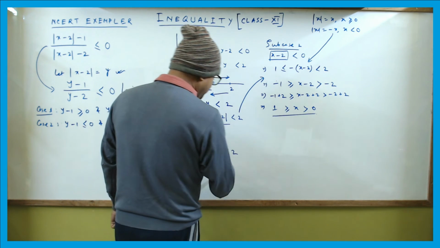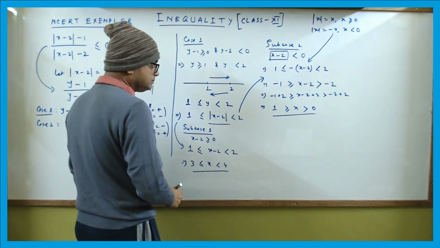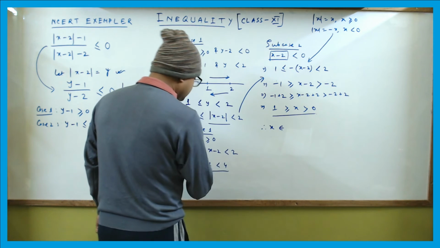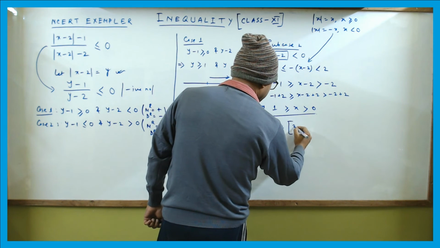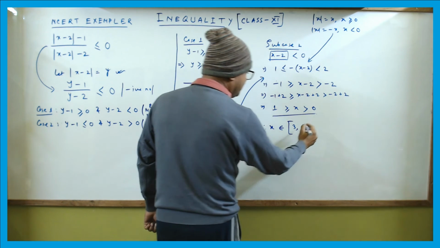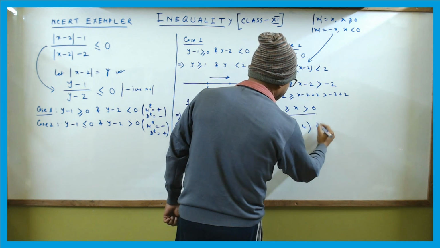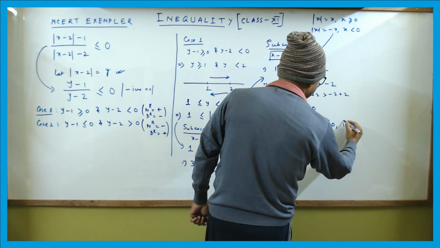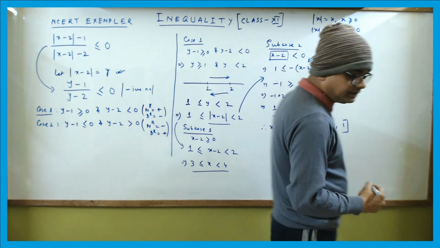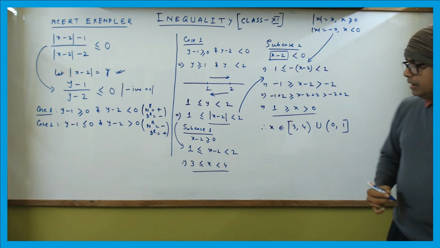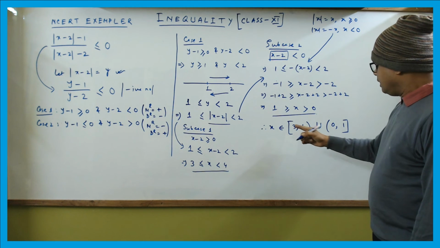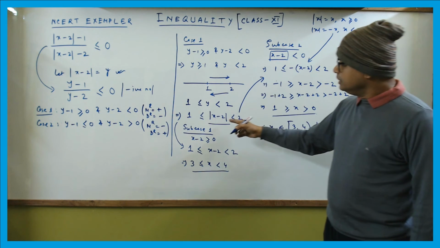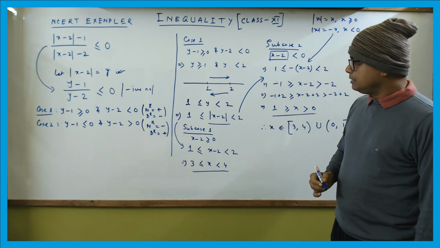Now we have to combine these two results. So here x belongs to closed interval 3, 4 union open-closed interval 0, 1. That is, we get a valid zone where this inequation is satisfied.